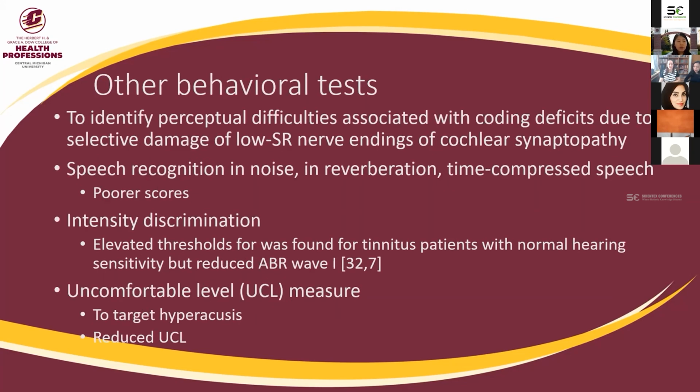Well, other behavioral tests like speech in noise and reverberation can target perceptual difficulties, indicating poorer than normal performance for hidden hearing loss. One thing I want to point out is the UCL measure. It is easy, quick, and can help hyperacusis assessment, while people with hidden hearing loss usually have reduced UCLs.